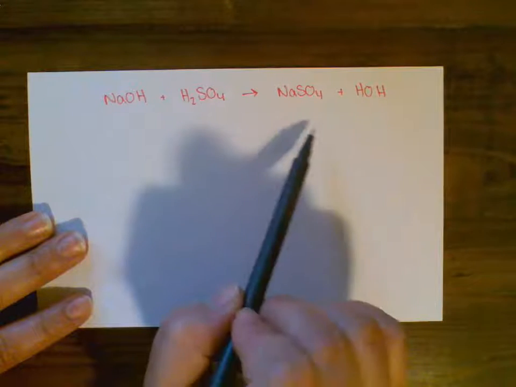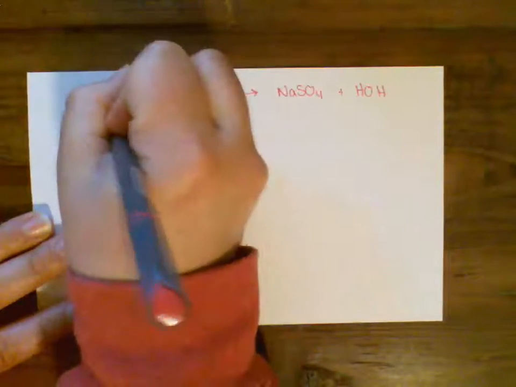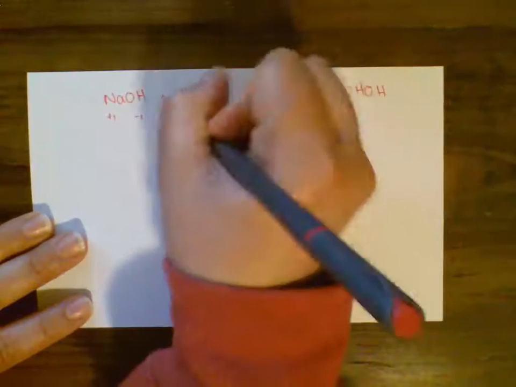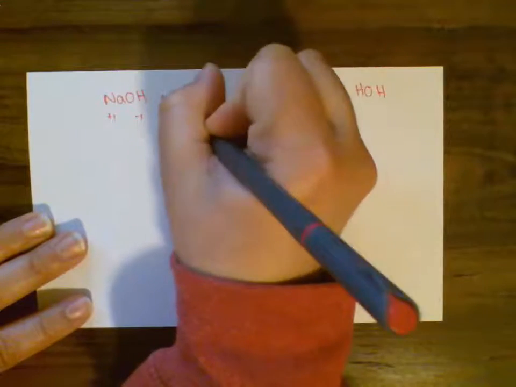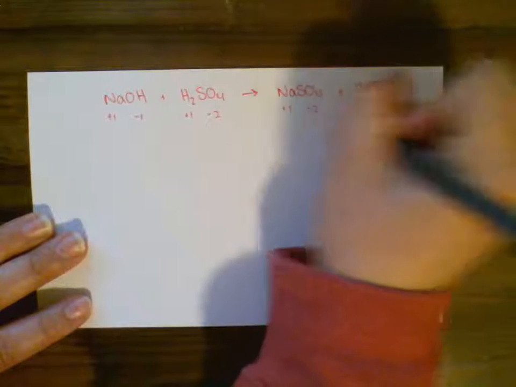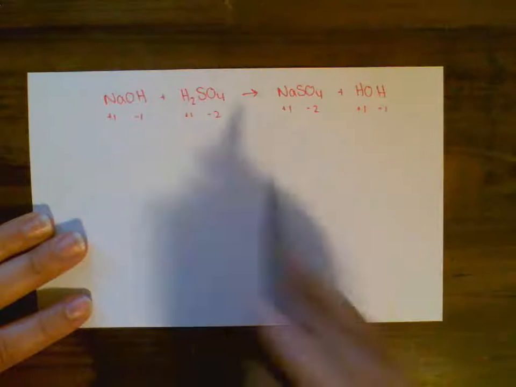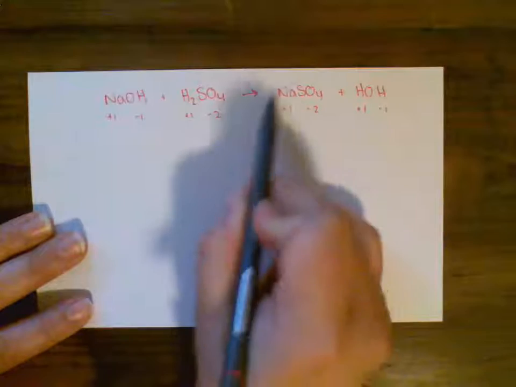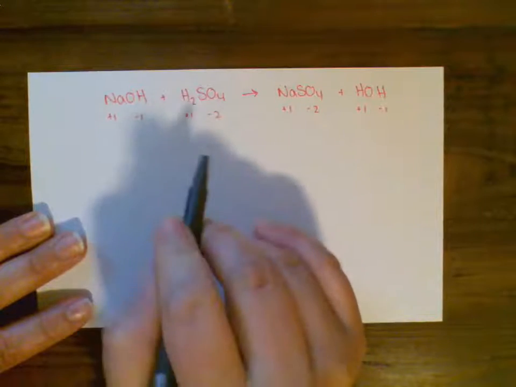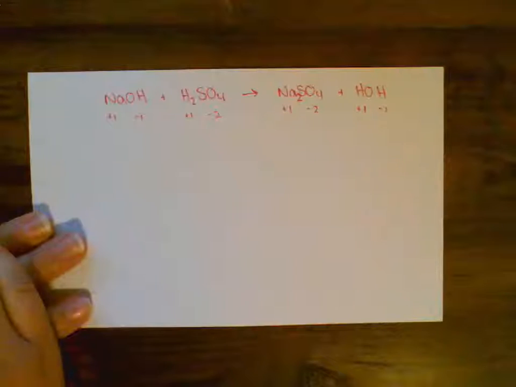So once I've predicted my products, I then need to make sure my oxidation numbers are balanced. So over here I had a +1, -1. Here I had a +1, -2 because I had 2 of them. So over here I've got a +1, -2 and a +1, -1. So I see that they're uneven here. I'm going to need 2 of the sodiums to balance out with the sulfate. So here's my Na2SO4.